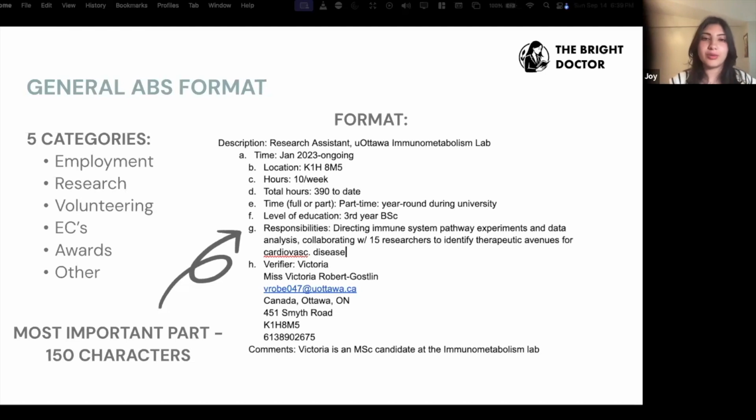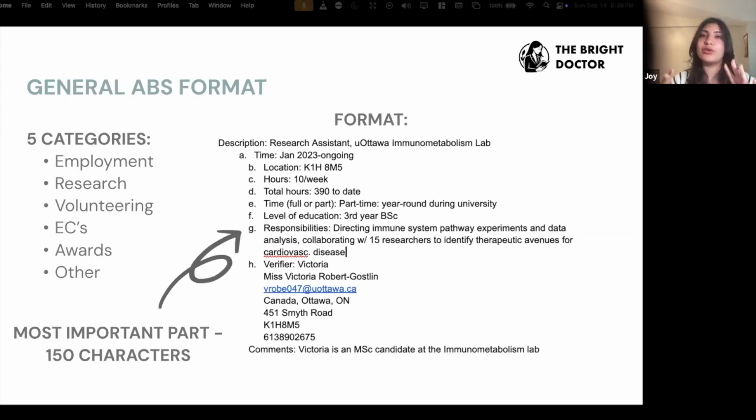So in terms of the format, this is from Rama's application, or kind of like an example. I don't know if it's a real one, but you can see that they ask for the description, the time, the location. So it's nice to have it on a document or on an Excel sheet. Just have it somewhere so you can track it. And then when you're inputting it into OMSAS, it will be very easy to just transfer it there.